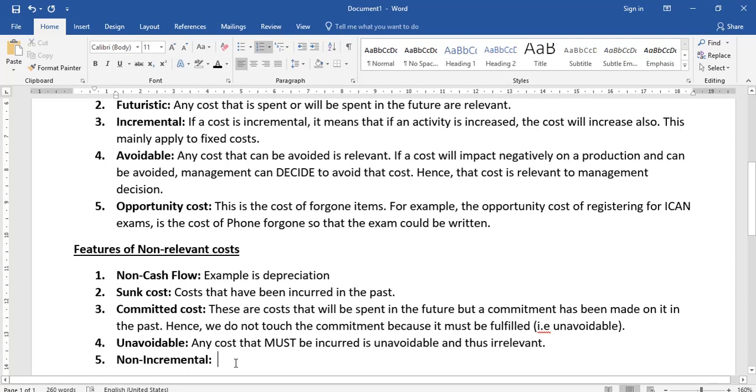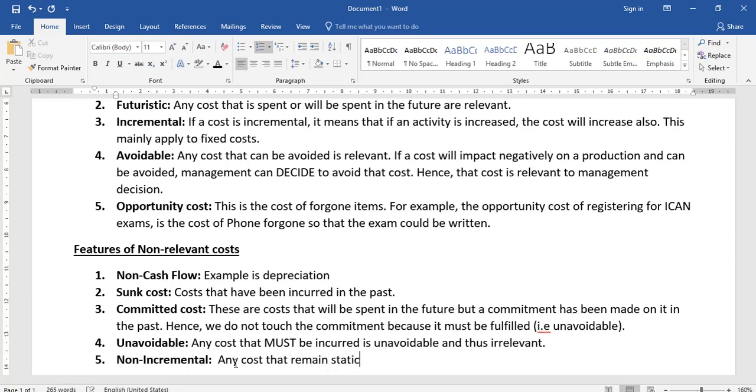So any costs that remain static despite the level of activity are non-incremental and not relevant. So we've seen features of relevant costs and the features of non-relevant costs.